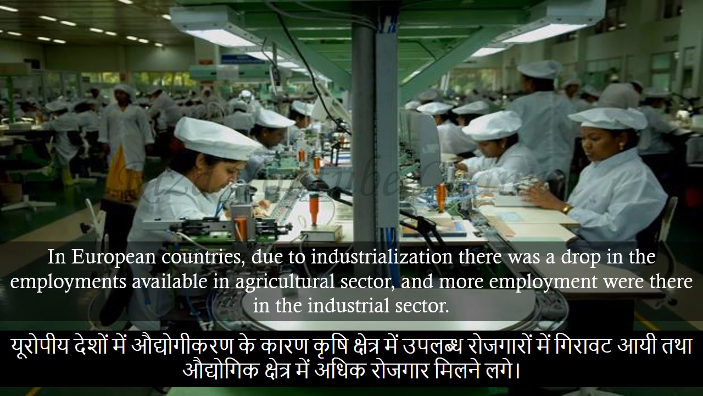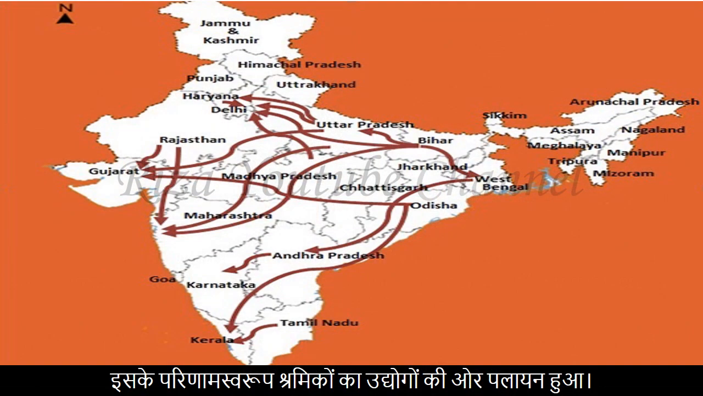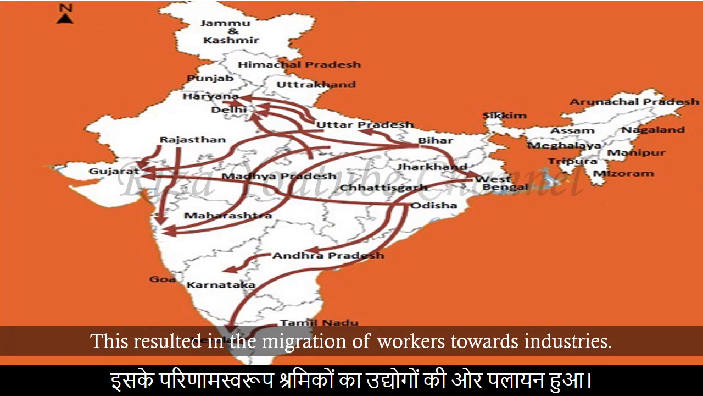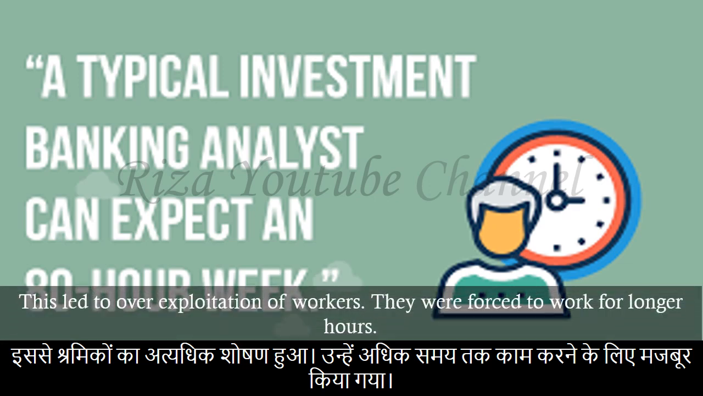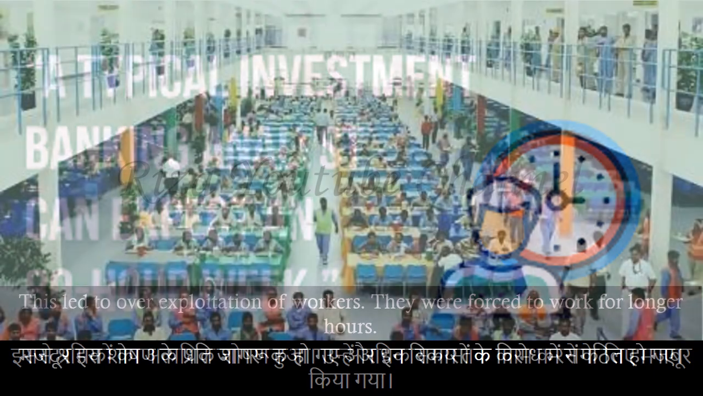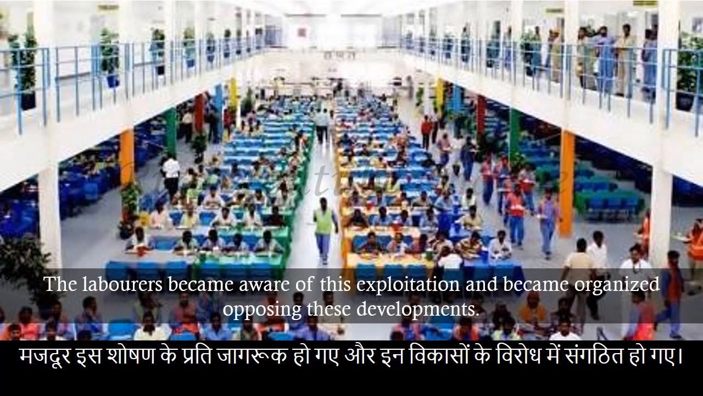In European countries, due to industrialization, there was a drop in the employment available in the agricultural sector, and more employment was there in the industrial sector. This resulted in the migration of workers towards industries. This led to overexploitation of workers. They were forced to work for longer hours. The laborers became aware of this exploitation and became organized, opposing these developments.